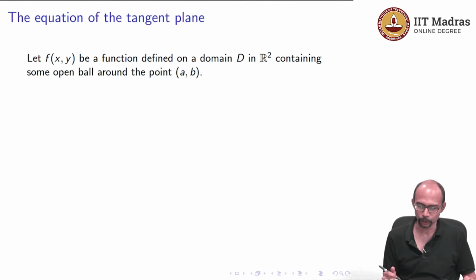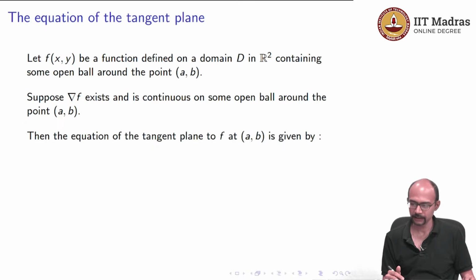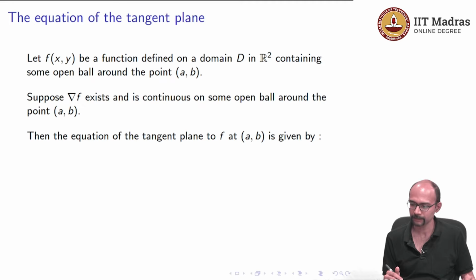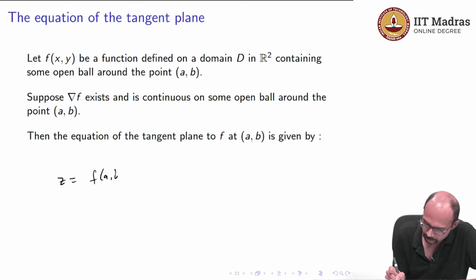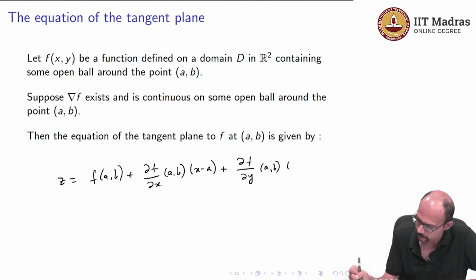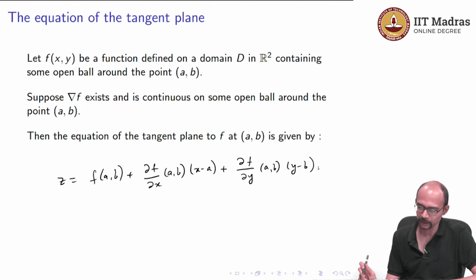So, the net result is the following: if f of x, y is a function defined in a domain D in R2 containing some open ball around the point (a, b), suppose the gradient exists and is continuous on an open ball, then the equation of the tangent plane to f at (a, b) is given by z is equal to f of a, b plus del f del x at (a, b) times (x minus a) plus del f del y at (a, b) times (y minus b). So, this is the equation of the tangent plane to f at (a, b).